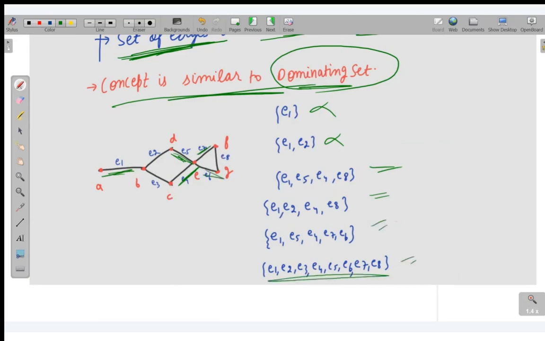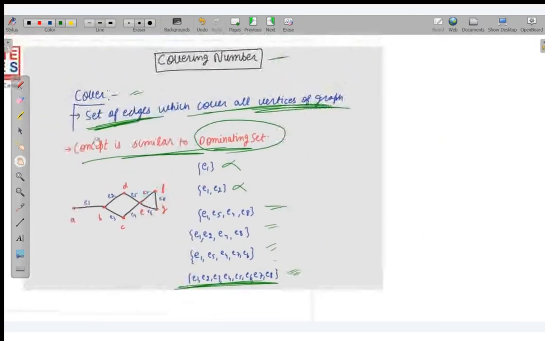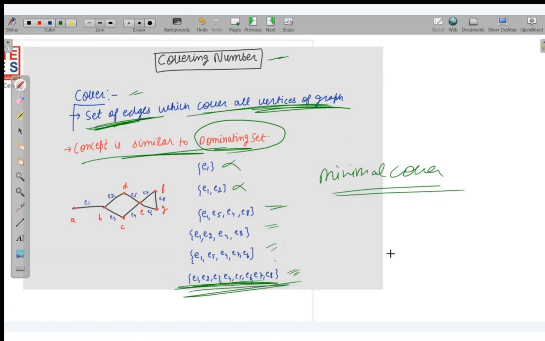Similarly here, this is trivial. You have covered all. You have taken all the edges. Obviously, every vertex will be covered. No need to worry. So obviously, just like the dominating set, we are interested in the minimal cover. We are not interested in maximal because maximal is trivial. You take all. That is very simple. So we are interested in the minimal cover.